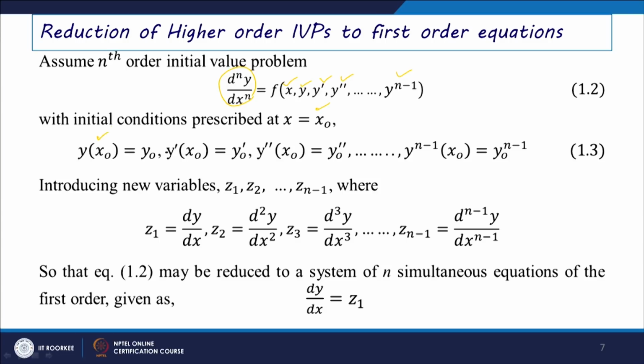And the initial conditions are prescribed. Suppose x equals x naught, then at that point only, y of x0 is defined, y dash of x0 is defined, y double dash of x0 is defined, and y to the power n minus 1 of x0 is defined here.